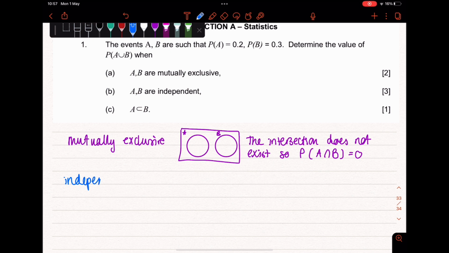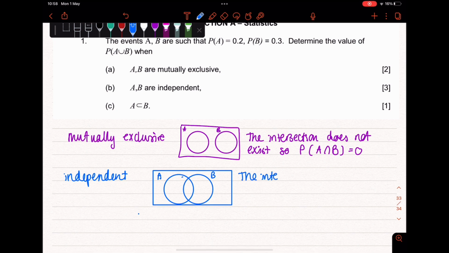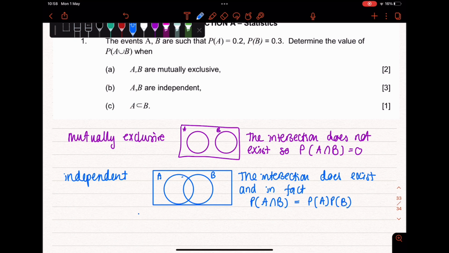Whereas independent events, if we have two independent events, A and B, the event A does not depend on the event B. However, in this case, the intersection does exist. And mathematically, this can be written as the probability of A intersection B is equal to the probability of A multiplied by the probability of B.